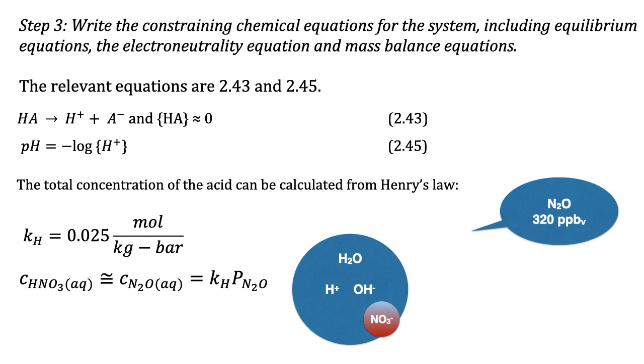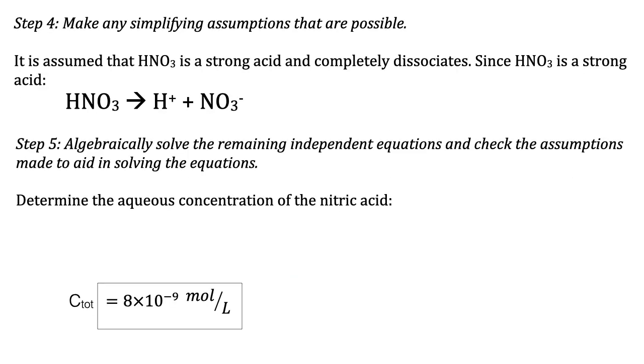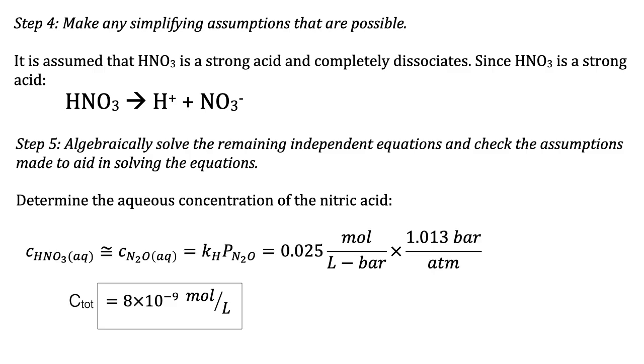Using Henry's law then, the aqueous phase concentration of the nitric acid is going to take the form of the dissolved nitrate gas in solution, and that's going to be equal to Henry's law times the partial pressure of the nitrate in the atmosphere. We always need to recognize and write down our simplifying assumptions. In this case, one of our assumptions is that all the nitric acid is going to form hydrogen ion and nitrate in solution, since we've noted it is a strong acid.